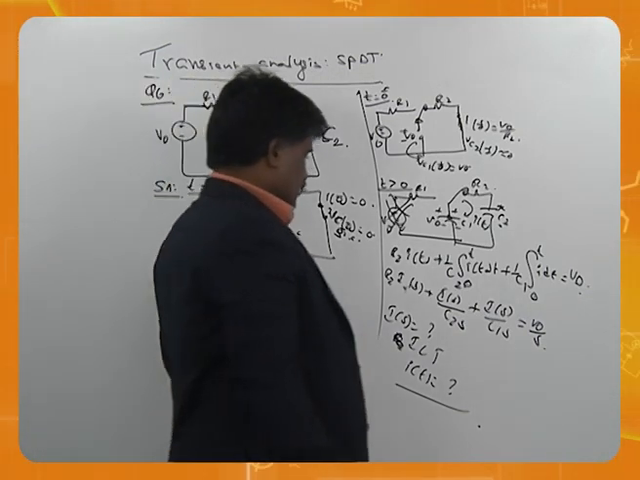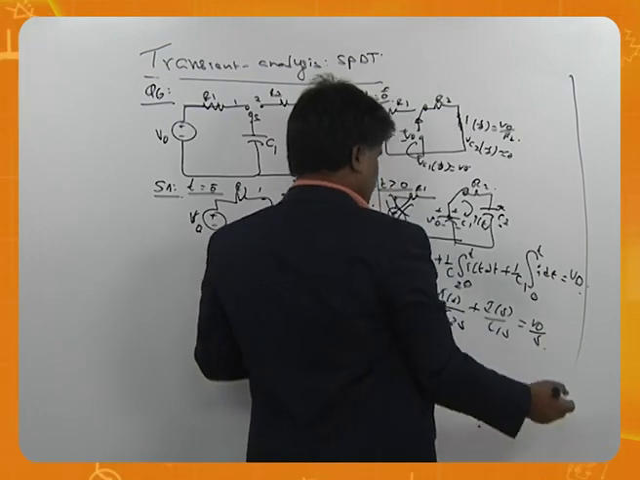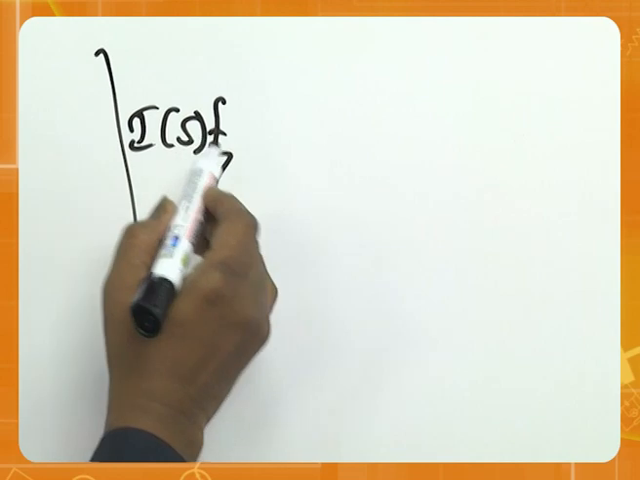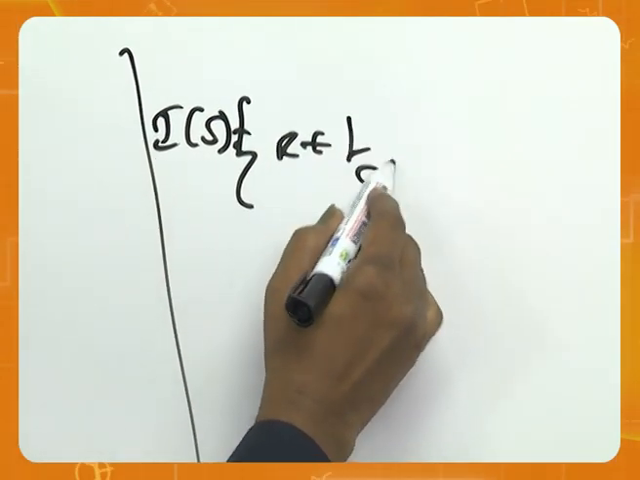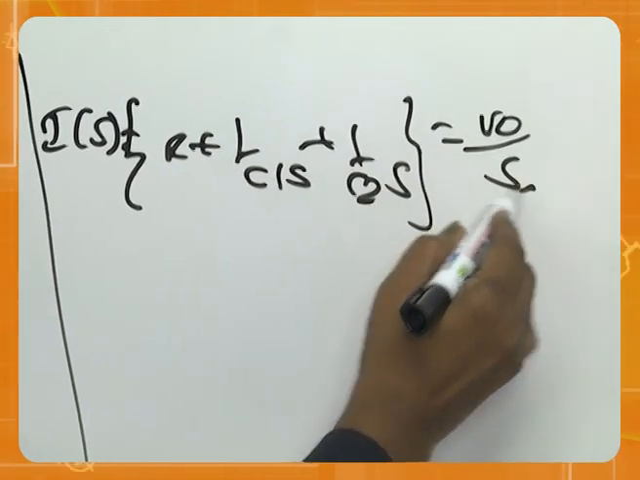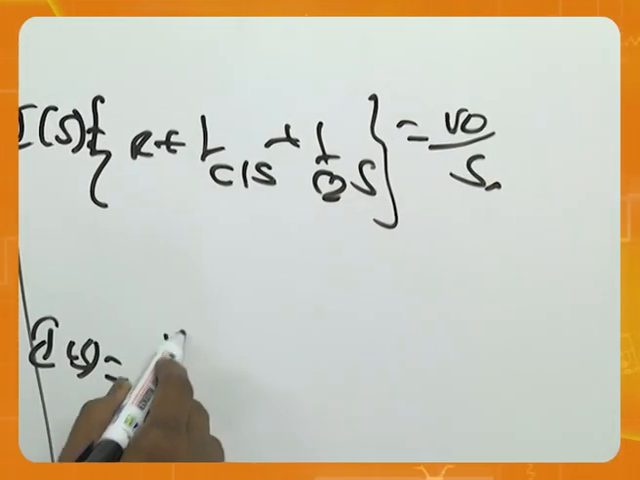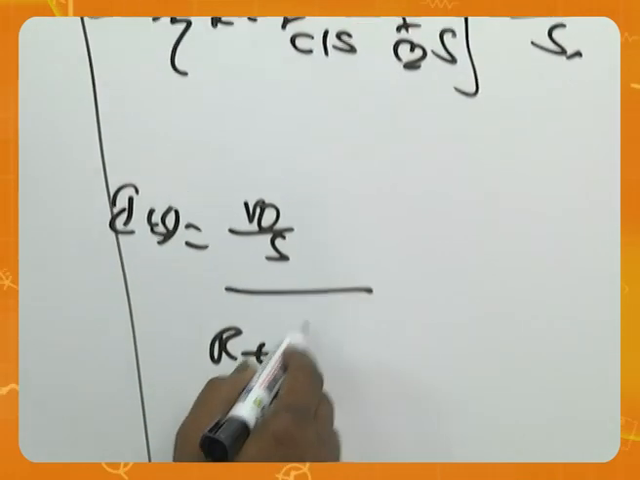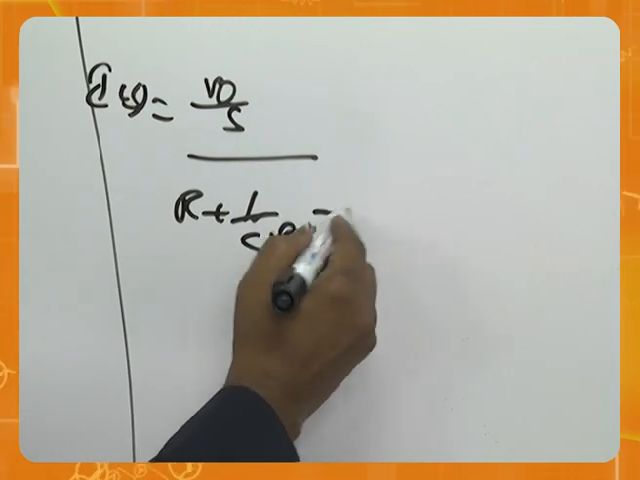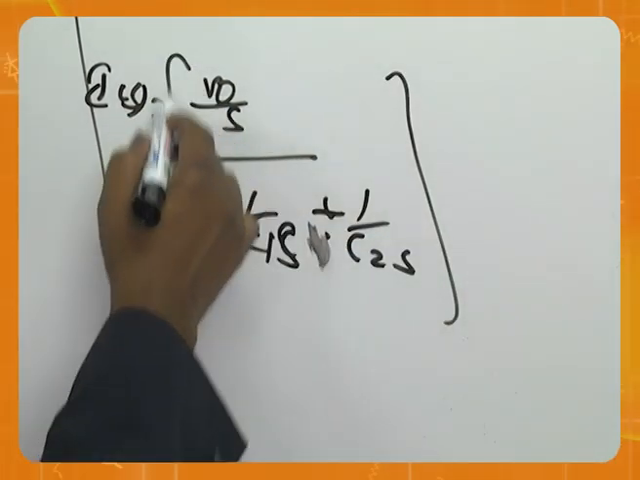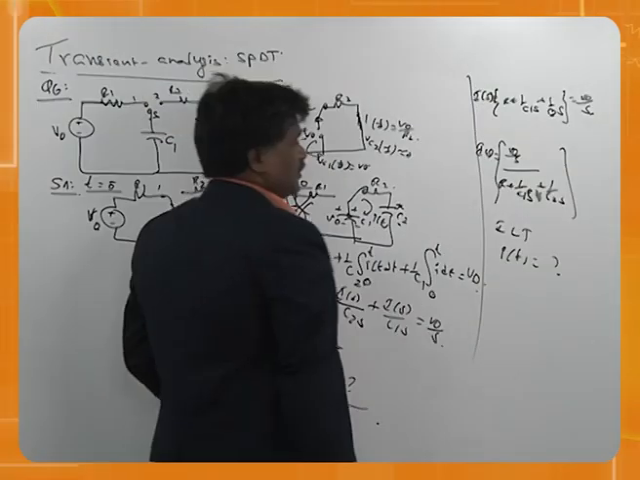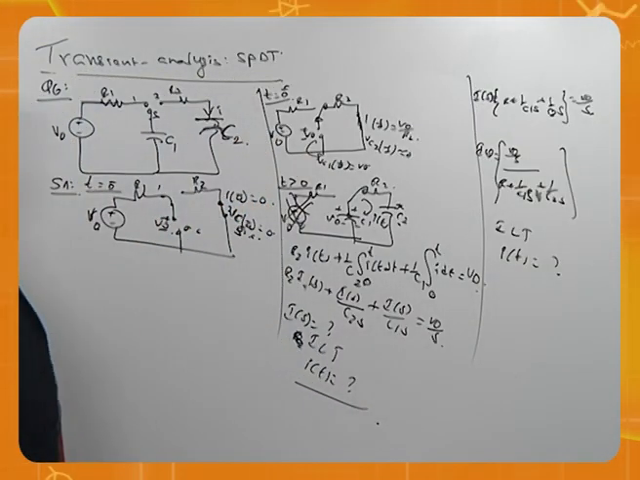If I take another step, I'll give you to see what is really happening. I of s is common, R plus 1 by C1 s plus 1 by C2 s is equal to V0 by s. So I of s is equal to V0 by s divided by R plus 1 by C1 s plus 1 by C2 s. Then you take at least inverse transform from here. Like this you have to work out.